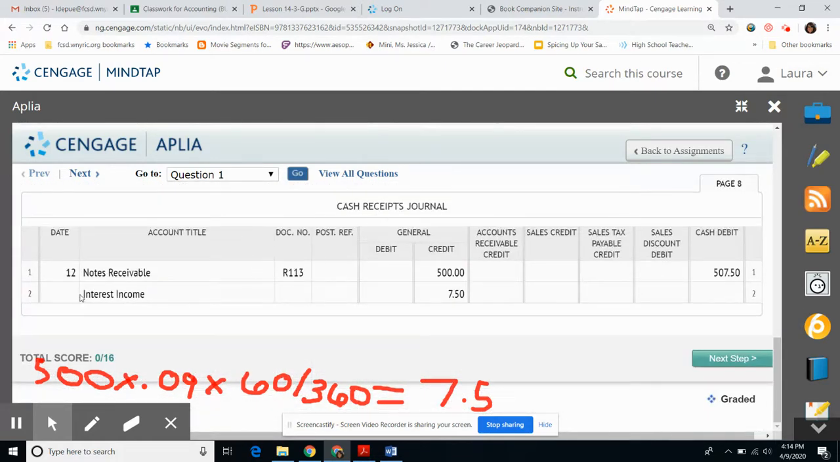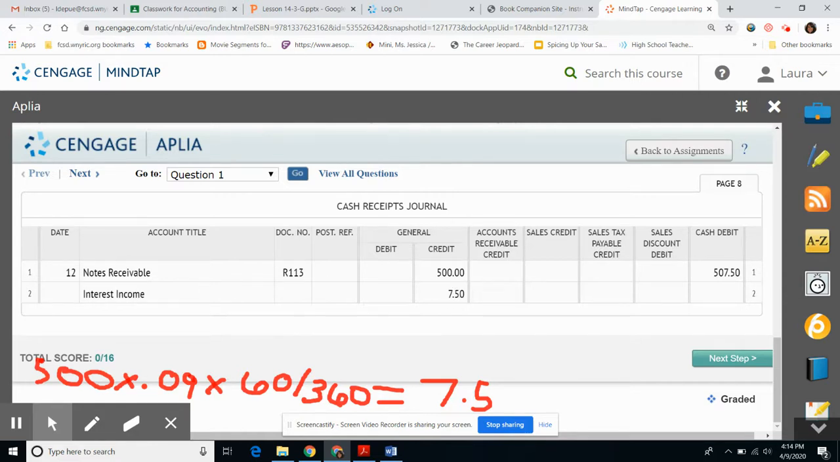So we're going to need that amount when we scroll down to our cash receipts journal. This is what this transaction will look like. For July 12th, we are going to credit notes receivable for the original $500 in the general credit column. We are going to have the interest income of $7.50 from this math that we just did right here. We're going to add these two credits together, and we're going to get the full amount of cash that we're going to have coming, which is the $507.50. Adding up the 500 plus the 7.50.